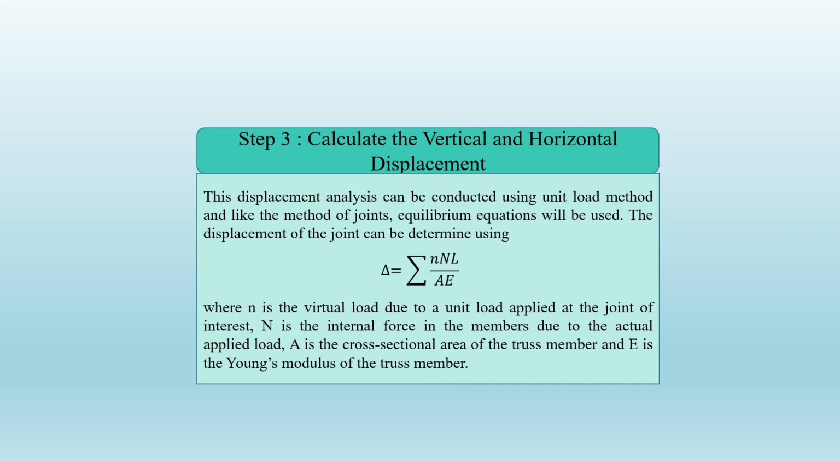divided by A times E, where small n is the virtual load due to a unit load applied at the joint of interest. Capital N is the internal force in the member due to actual applied load. A is the cross-sectional area of the truss member, and E is the Young's modulus of the truss member.